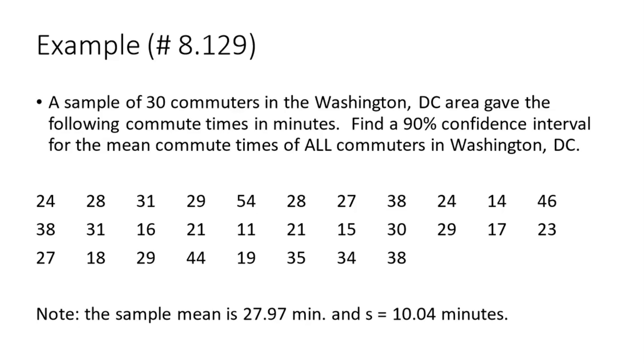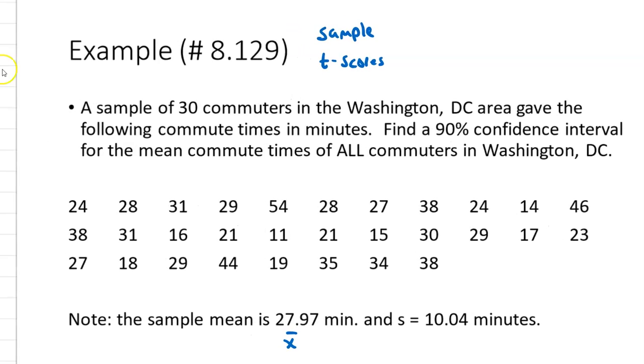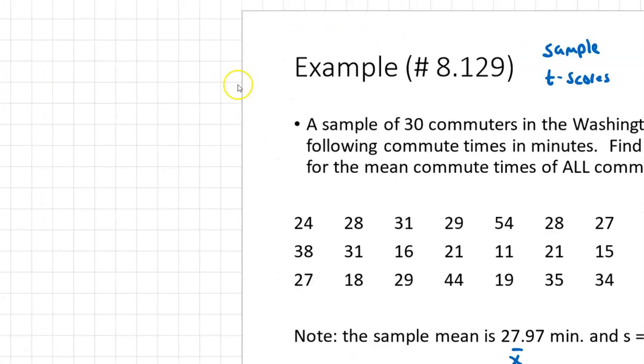So in this case, I'm going to have to use the information only from my sample. Because I'm using information only from the sample, I know I'm going to use t-scores instead of z-scores. Now, it tells me here that the sample mean is 27.97 minutes. Sample standard deviation is 10.04. So that does save me some time, right? It lets me figure out right away sample mean, sample standard deviation. If it didn't give you that, you would have to do the calculations on your own.